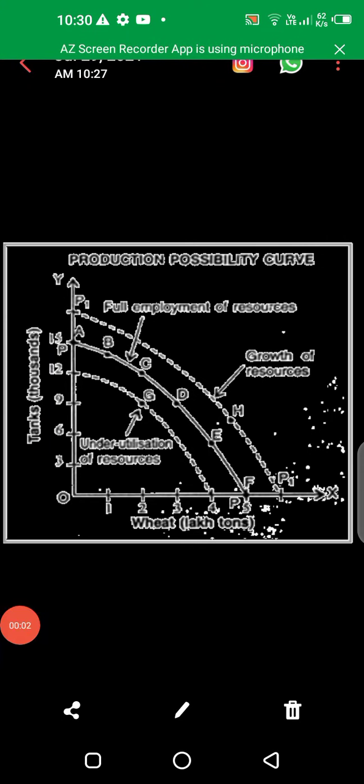Hello everyone, I am back with the final topic of this chapter, that is, the PPC curve compared with the central problems of an economy, that is, what to produce, how to produce and for whom to produce. These problems we are discussing with the help of the diagram of the production possibility curve.